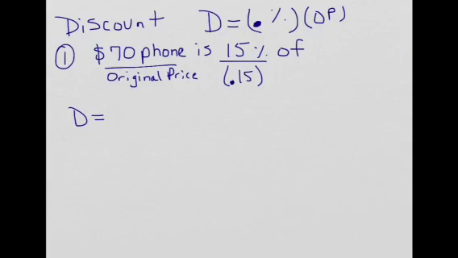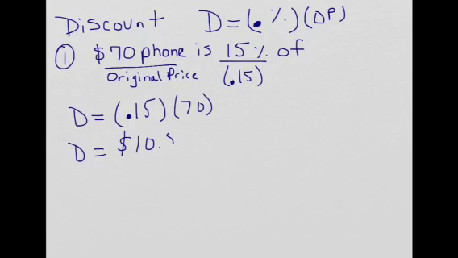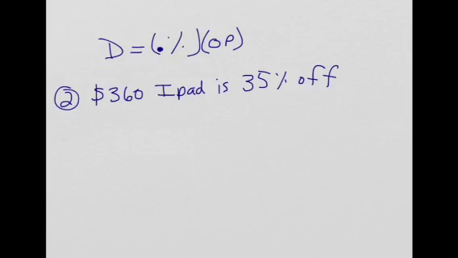Here we go. We're going to find the discount on a $70 phone. So we're going to go ahead and take the percentage, which is 15%. Notice that we change it to a decimal. Make that decimal big and obnoxious so that you can see it. And you're going to multiply it times 70. Punch that into your calculator, and your discount is going to be $10.50. We're always going to round to the nearest cent.